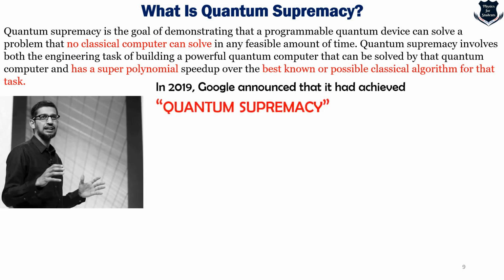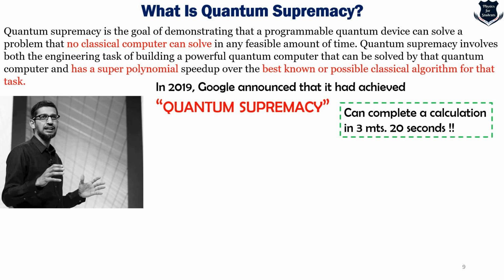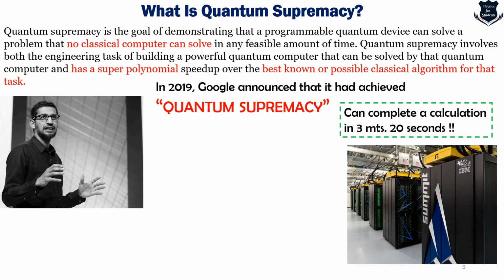Okay, so here is a little bit of history. In 2019, the CEO of Google announced that it had achieved quantum supremacy. Now, what do we mean by quantum supremacy? That they have got a computer which, for a specific mathematical problem, I'm not going into that, can complete a calculation in just 3 minutes 20 seconds. I'm speaking of October 2019, as I remember.